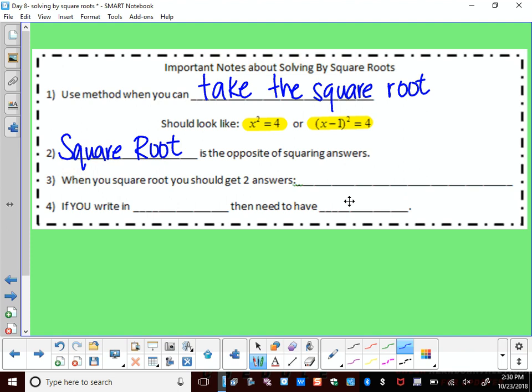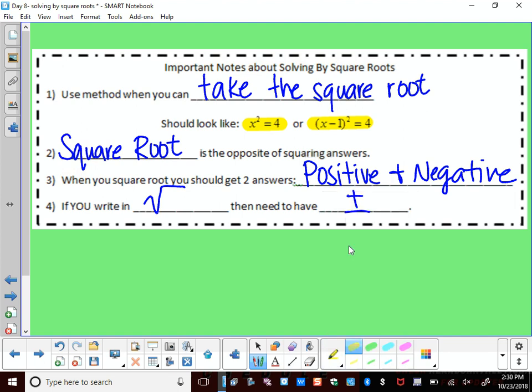When you square root, you should get two answers. A positive and a negative. We know that because whenever you write the radical, you also need to write plus or minus. This is so important, guys. Don't forget your plus or minus. Remember, for x squared, we need to have two answers. One's positive, one's negative.